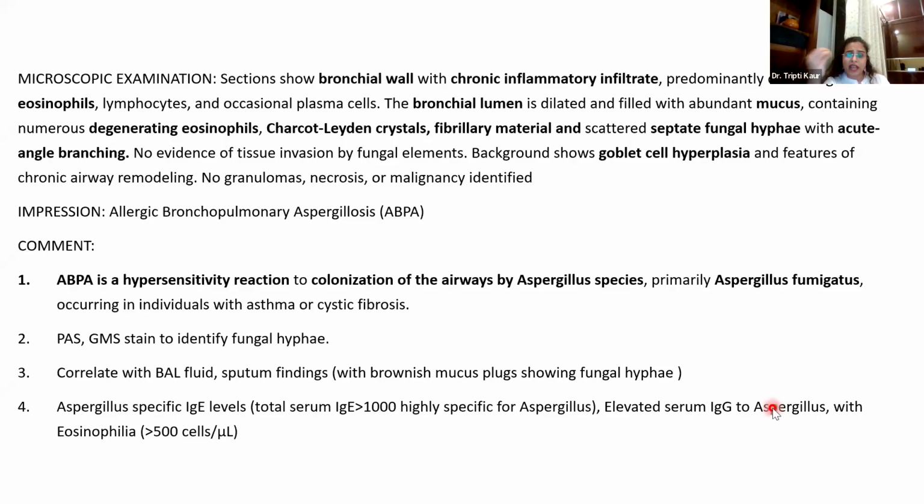They are hypersensitivity reactions to colonization of the airways by Aspergillus species, most commonly Aspergillus fumigatus. These patients usually have asthma or cystic fibrosis, but it can happen in otherwise healthy individuals also, in cases of bronchiectasis. PAS-GMS stain is very important to identify these fungal hyphae; correlate with the bowel fluid and sputum findings. And if there is a case of Aspergillus, it is very important that you write in your comment section that you want to correlate it with serum IgG to Aspergillus, serum IgE levels, and eosinophil count.